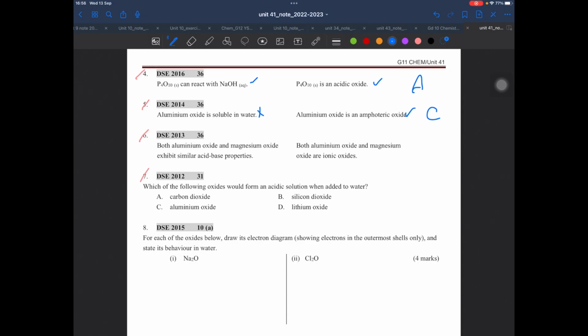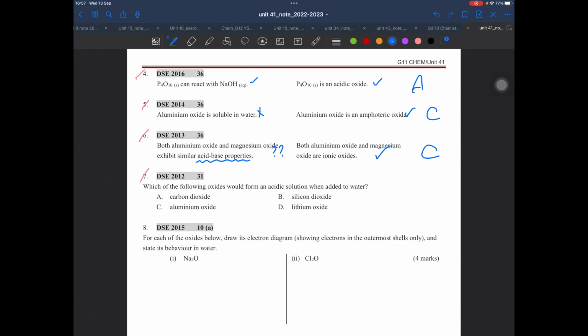Both aluminium oxide and magnesium oxide behave similarly in acidic or basic properties? I don't think so, because I never heard aluminium oxide is the same as magnesium oxide. Magnesium oxide cannot be amphoteric, so I wonder, is it true or not? The second statement is both of them are ionic oxides. True. So again, the answer is C, because the first statement is not correct. Magnesium oxide is not amphoteric.